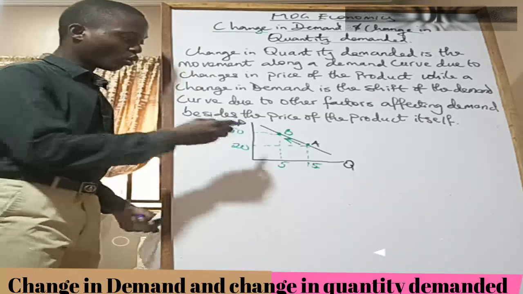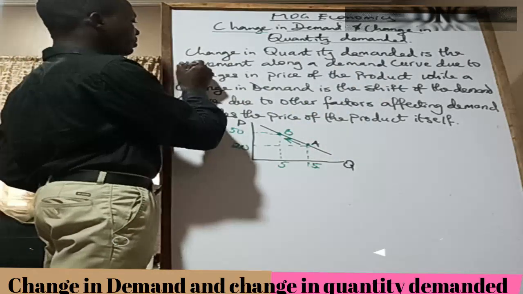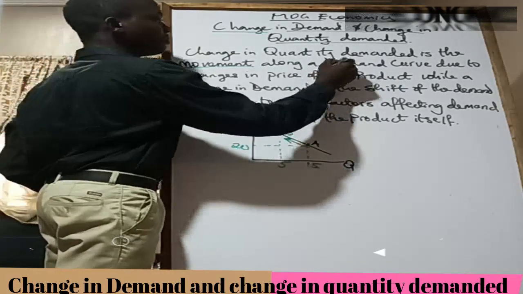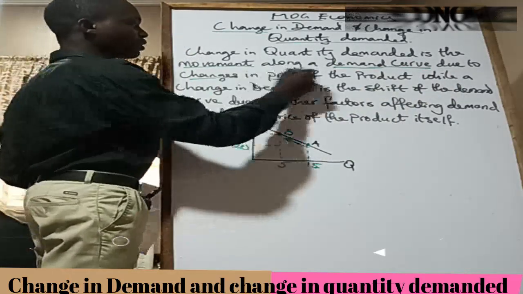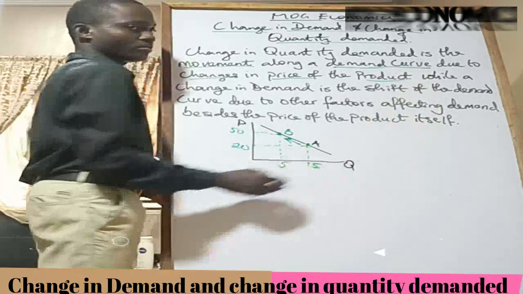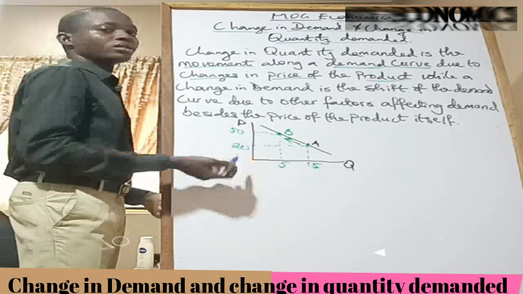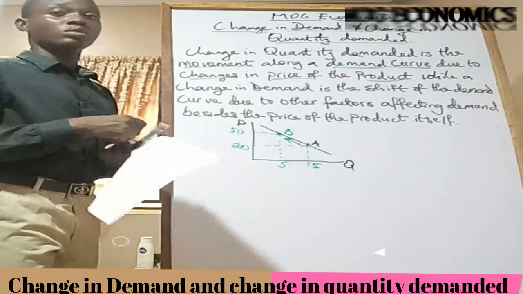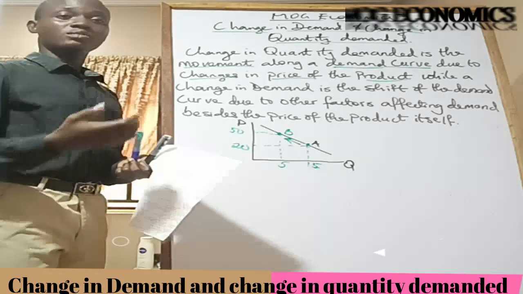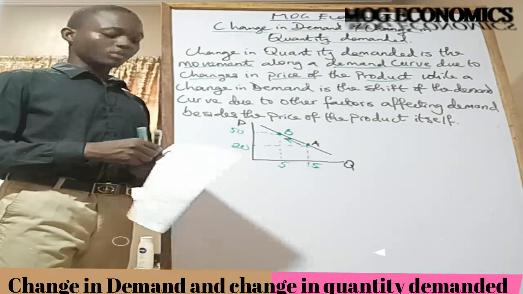So a change in quantity demanded, which is what we've written here, is the movement along a demand curve. You are still on that demand curve due to changes in the price of the product. A movement along the same demand curve due to changes in the price of the product. So that's it. We now have two shades of this: increase in quantity demanded, and decrease in quantity demanded.